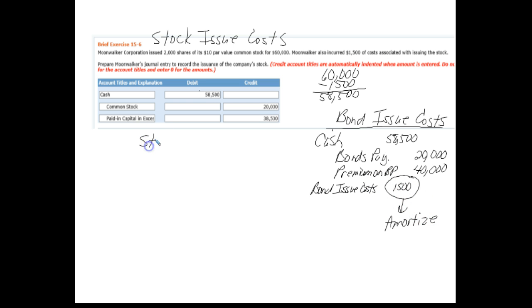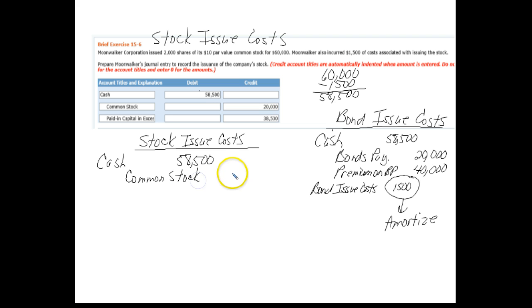But let's contrast that with stock, because the method's going to be different. Whether it's right or not, we've got different ways of thinking whether it's bonds or stocks. So if it's stock, we've got our $58,500 cash coming in. And then we're going to put in the common stock account the par value, which is $20,000. And then we're just going to put the excess, paid in capital in excess of par value, we'll put that $38,500 in it. And we do not separately account for the bond issue costs.